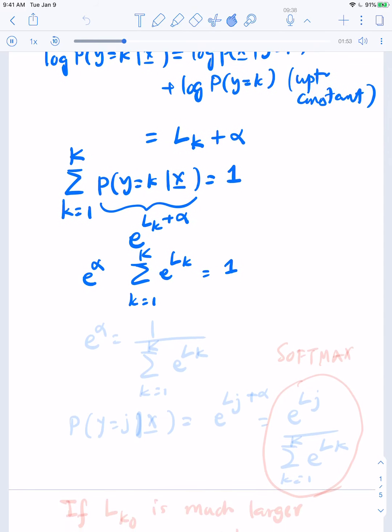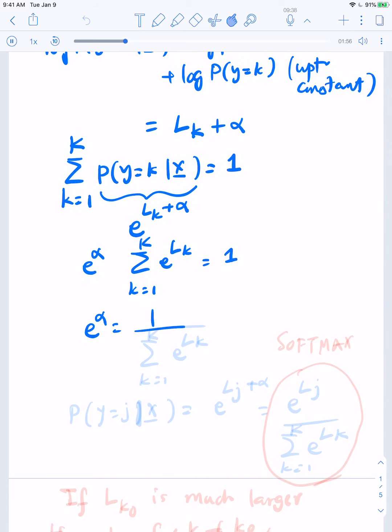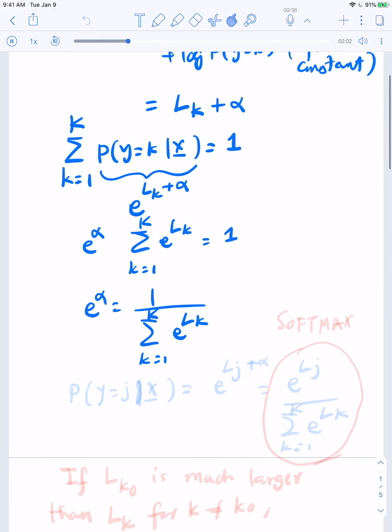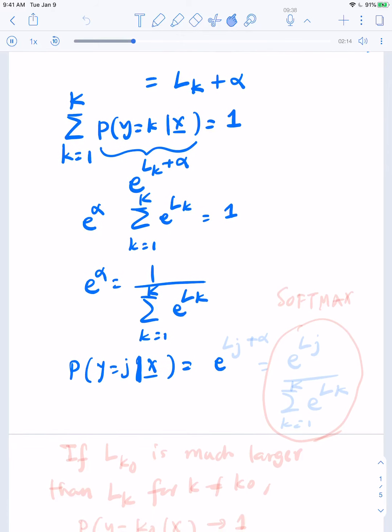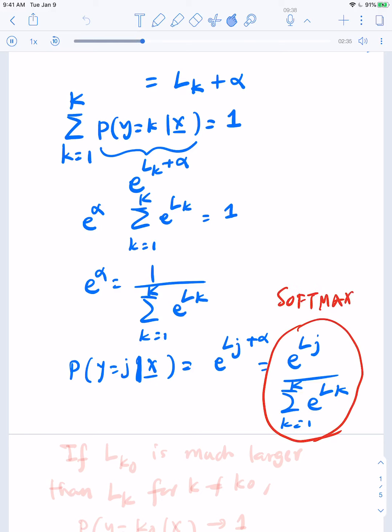So this e to the alpha is 1 over the summation k equals 1 to K of e to the L_k, and so now the probability that, let me just switch notation, y equals j given x, which was, remember, e to the L_j plus alpha, is just e to the L_j over the summation k equals 1 to capital K of e to the L_k, right? And this is our so-called softmax function.